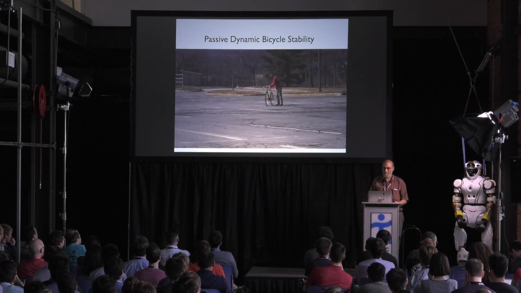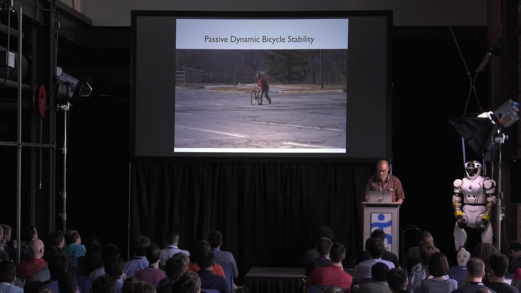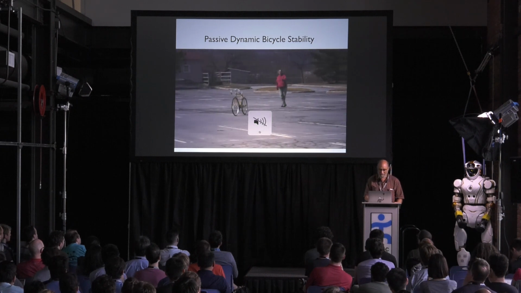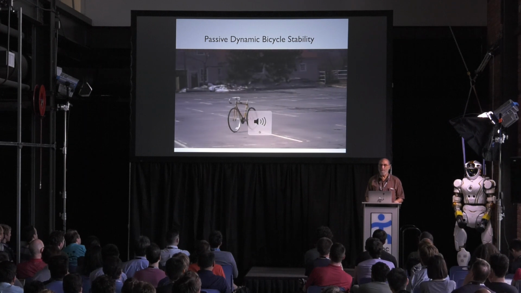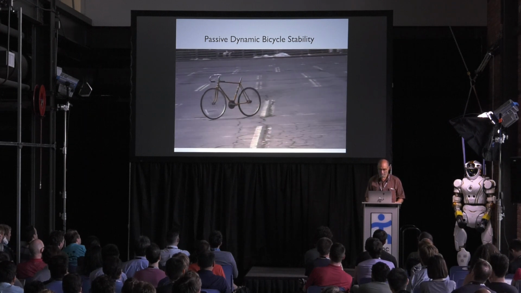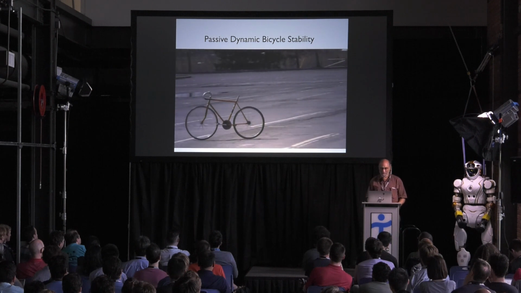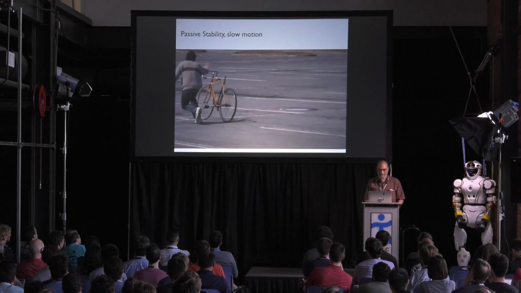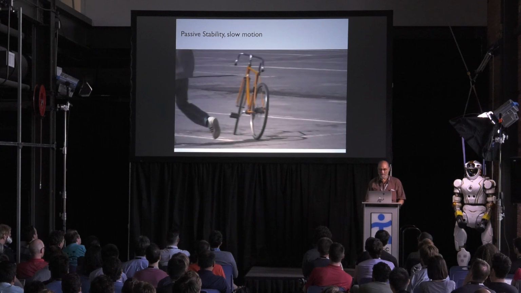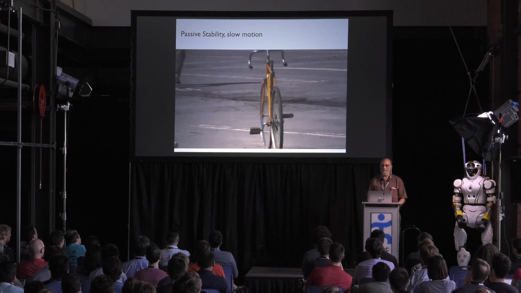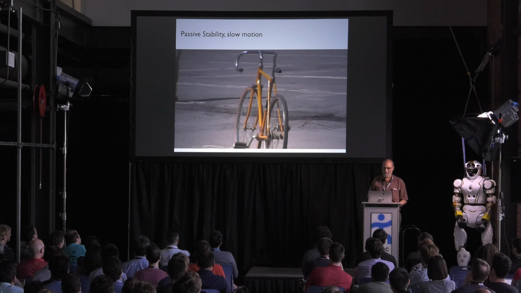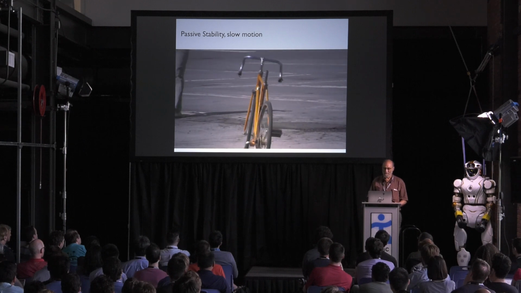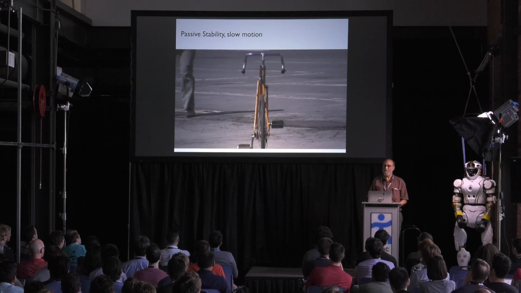So to start with, bicycles can balance themselves. And the soundtrack here is irrelevant. If you could make the sound low, I don't need sound for anything. So bicycles can balance themselves. We want to try to understand that. You can look at them in slow motion. And in slow motion, you see that if they're disturbed, they asymptotically come back to their straight ahead position, or at least some bicycles do. And how can we understand that?